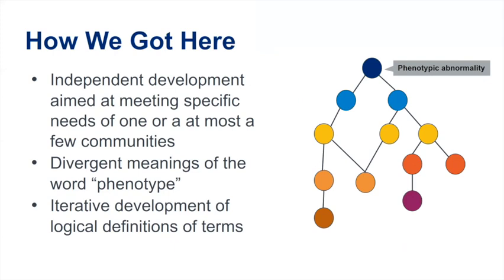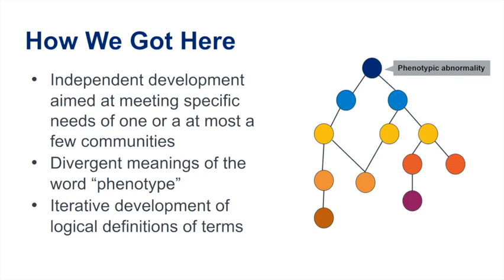And so how did we get here? Well, we've had a whole bunch of different model organism databases that have developed these ontologies for answering very specific needs of either their community or a few communities, and have developed their own idea of, well, what does the word phenotype actually mean? Not everybody uses it in the same way.